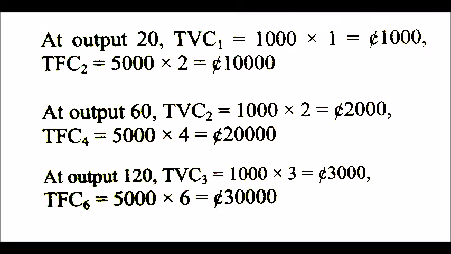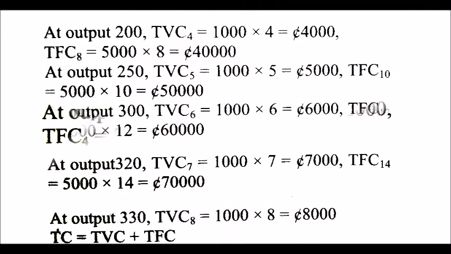Now, at output 120, TVC 3 is equal to 1,000 times 3, which is equal to 3,000. Then TFC 6 is equal to 5,000 times 6, which is equal to 30,000. At output 200, TVC 4 is equal to 1,000 times 4, which is equal to 4,000. TFC 8 is equal to 5,000 times 8, which is equal to 40,000. At output 250, TVC 5 is equal to 1,000 times 5, which is equal to 5,000.